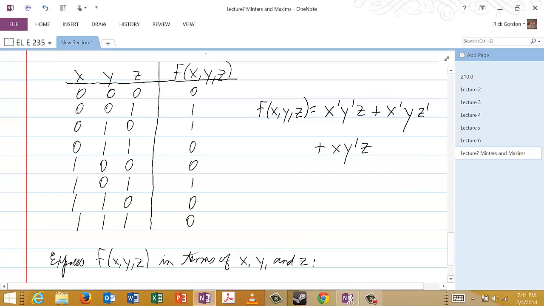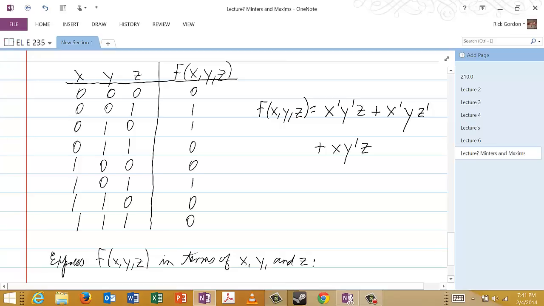Well, think about what we just learned. Remember that each one of these minterms is only going to be equal to 1 in one case. In other words, under one possible combination of the variables x, y, and z. So let's identify those combinations, and I think that will help us to see that this expression is indeed equal to the given function f. Let's first look at x prime, y prime, z. What combination of x, y, and z will make this minterm equal to 1?